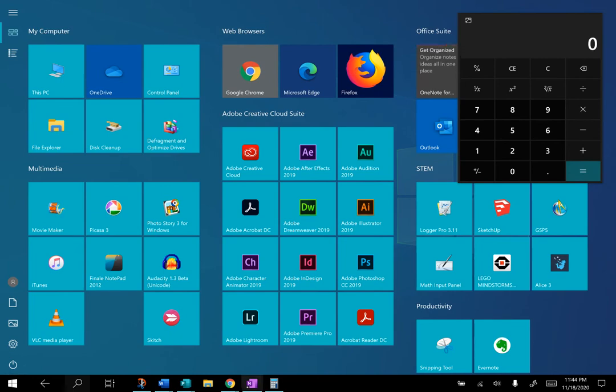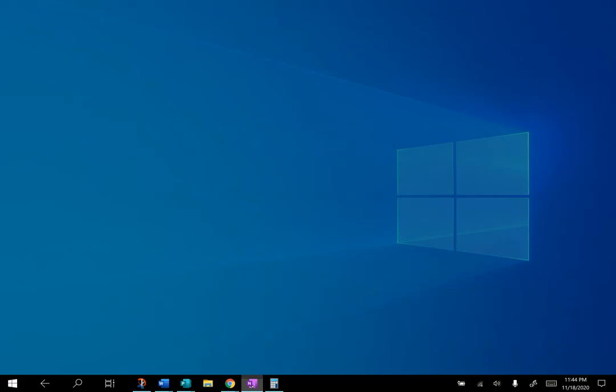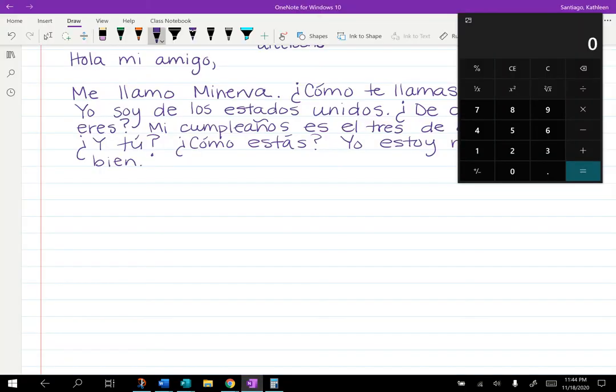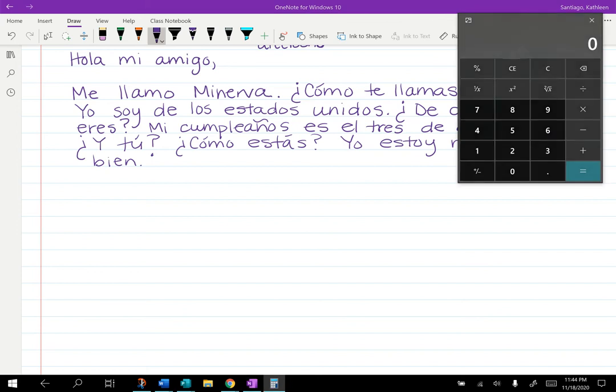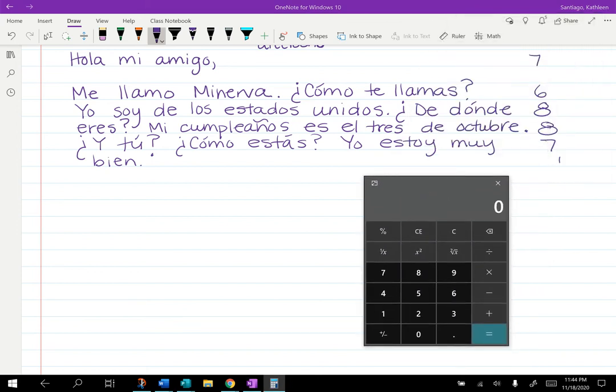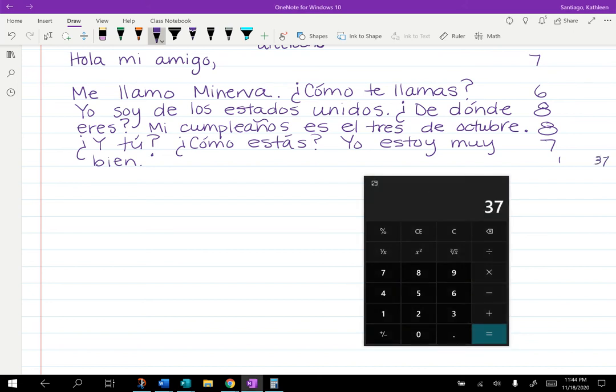There we go. And now I want to go back to my OneNote page. Will it keep my calculator? Yay, it did. Okay, I'm going to try to move my calculator. Okay, so I've got 7 más 6 más 8 más 8 más 7 más 1 equals 37. So right here I'm at 37. So I only really need one more sentence.